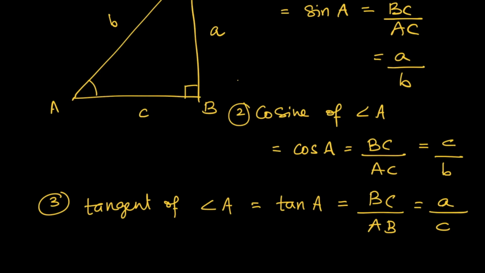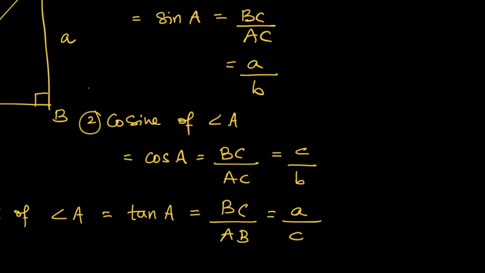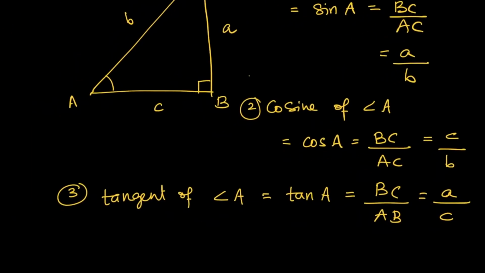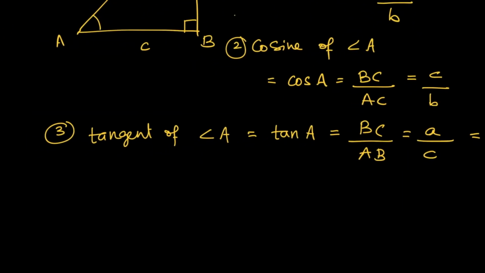And you can also observe that this can be represented in terms of sine and cosine of angle A, because this a by c is nothing but sine of angle A divided by cos of angle A. You can see that sine of angle A is nothing but a over b, cos of A is nothing but c over b, and when you divide these two quantities, b will get cancelled and it will give you a over c.